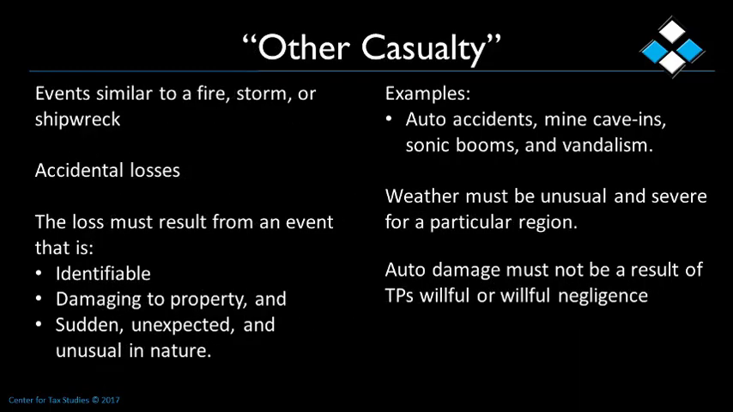Now, under that one particular type of loss, losses caused by fire, storm, shipwreck, or other casualty, we want to define what an other casualty means. These are events similar to a fire, a storm, or a shipwreck. These can include accidental losses, but the loss must result from an event that is, number one, identifiable, number two, damaging to property, and is sudden, unexpected, and unusual in nature. So examples of these include auto accidents, mine cave-ins, sonic booms, whatever those are, and vandalism. If you're going to attribute one of these other casualties to weather, it must be unusual and severe for a particular region. And auto damage must not be a result of the taxpayer's willfulness or willful negligence.